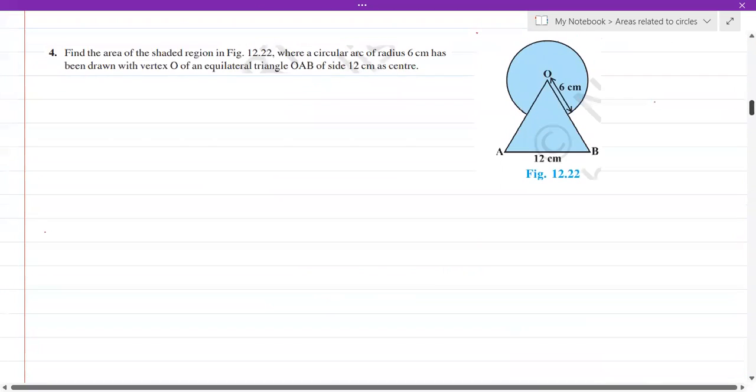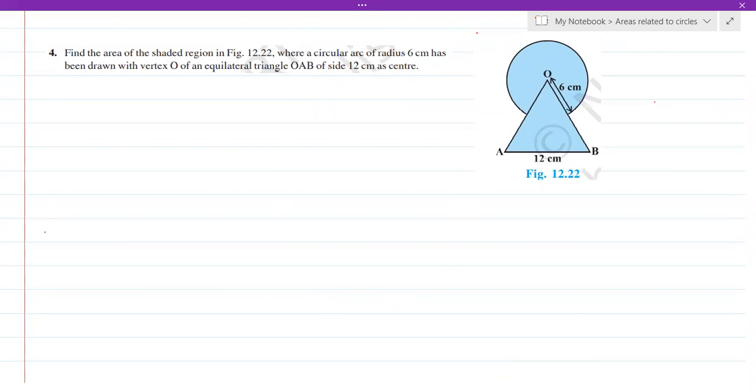In the next problem, again, area of the shaded region. What is given? We have got a circle of radius 6 centimeter. And there is an equilateral triangle whose side is 12 centimeter. Side of equilateral triangle is equal to how much? 12 centimeter. Here we have to find the area of the shaded region.